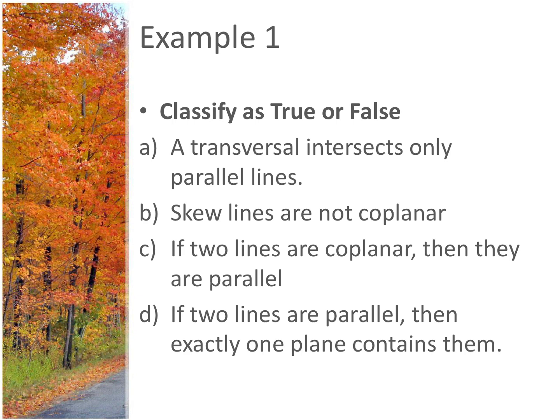So looking at A, it says a transversal intersects only parallel lines. False. Okay, we've been looking at transversals not on parallel lines, but in your quiz they will be parallel. So this is false. Skew lines are not coplanar. True.